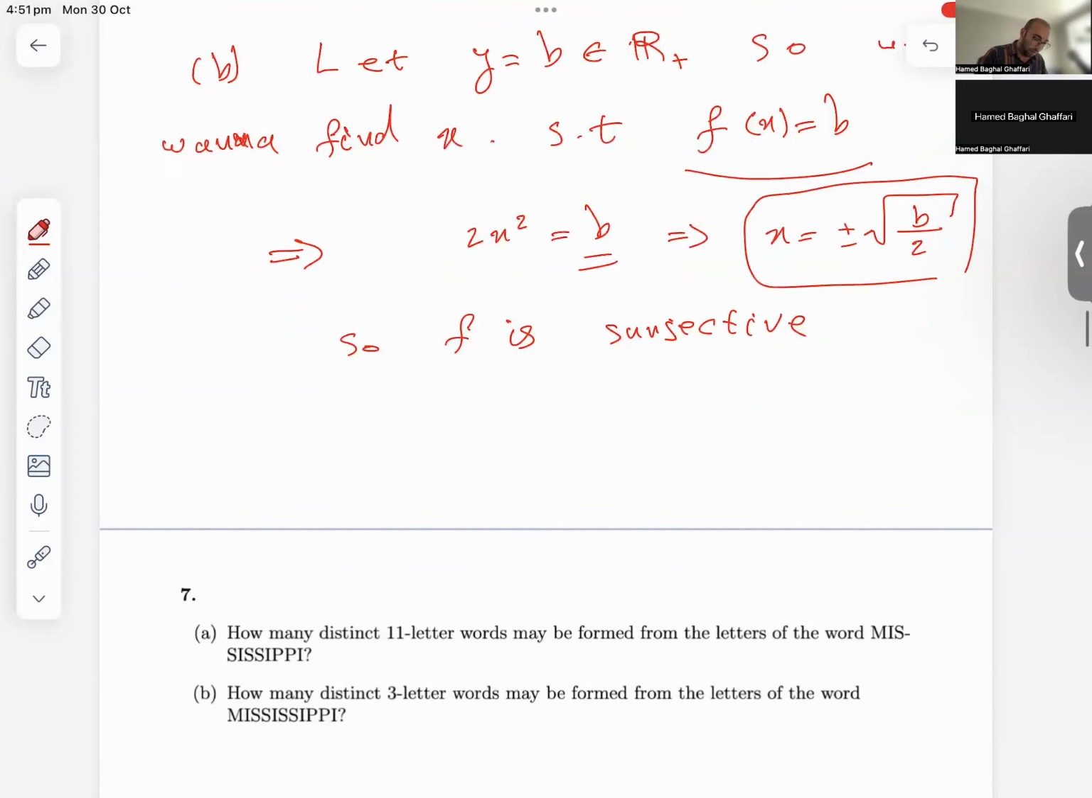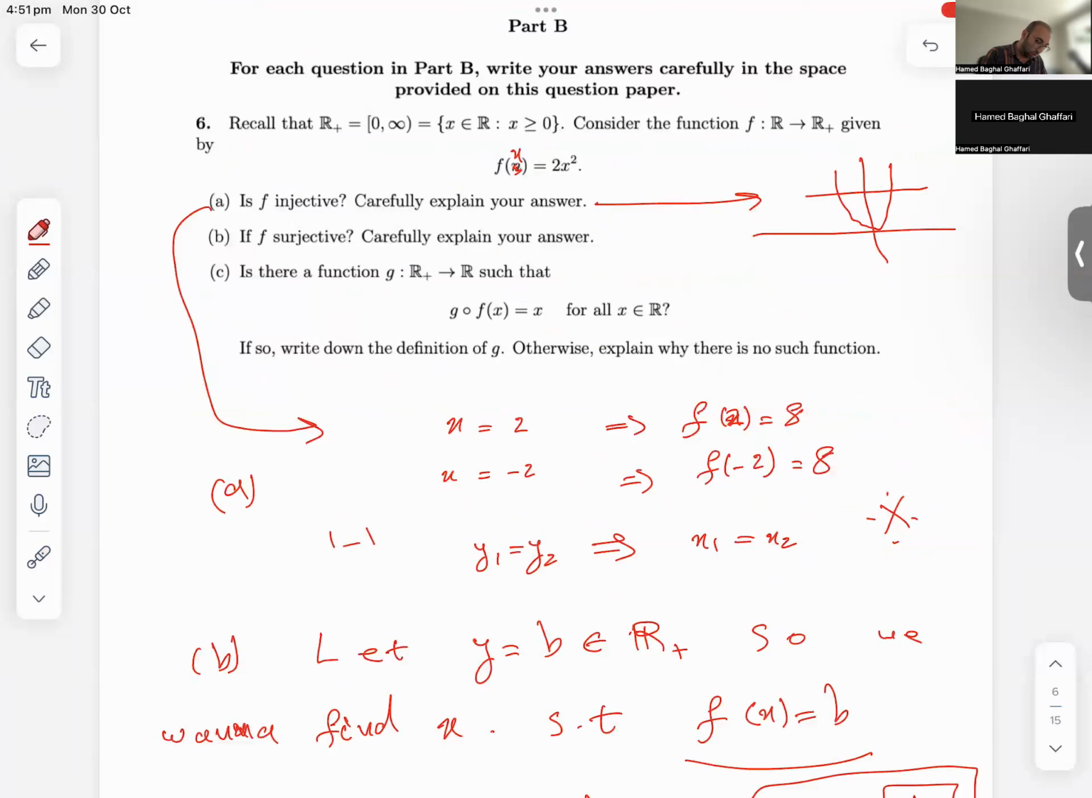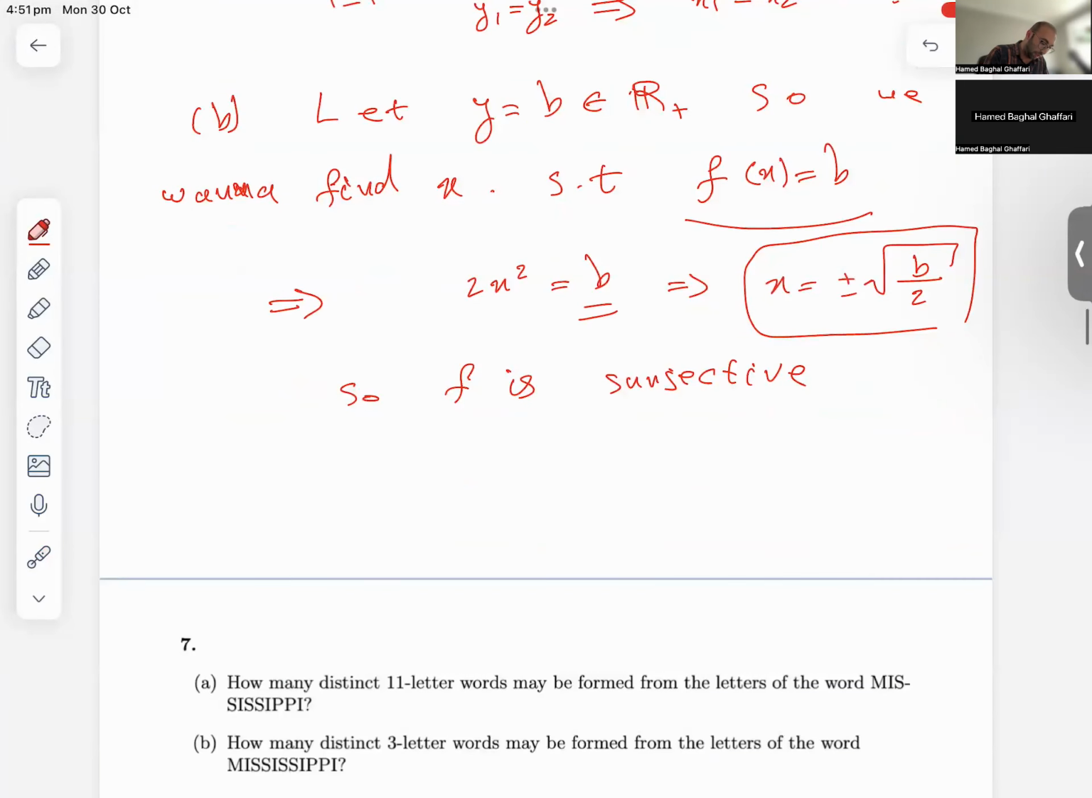And for part C, I'm talking about this one. Is there any function g? Actually, you can just say no, because f is not injective. Or you can write an example.